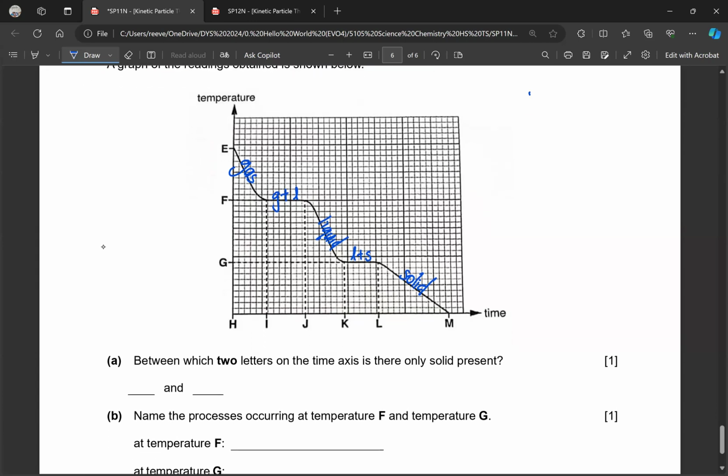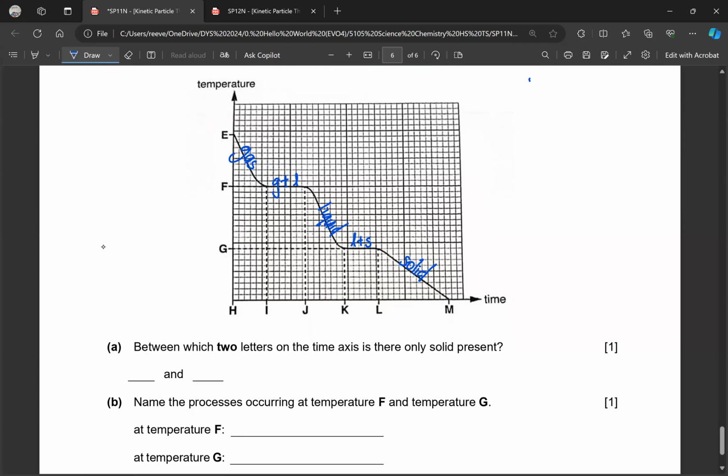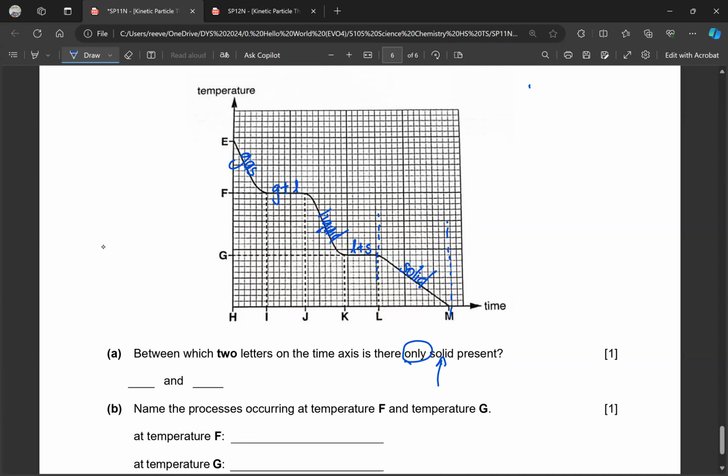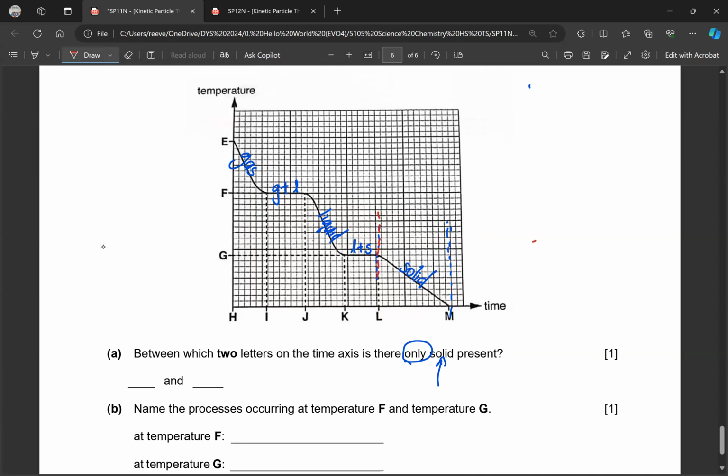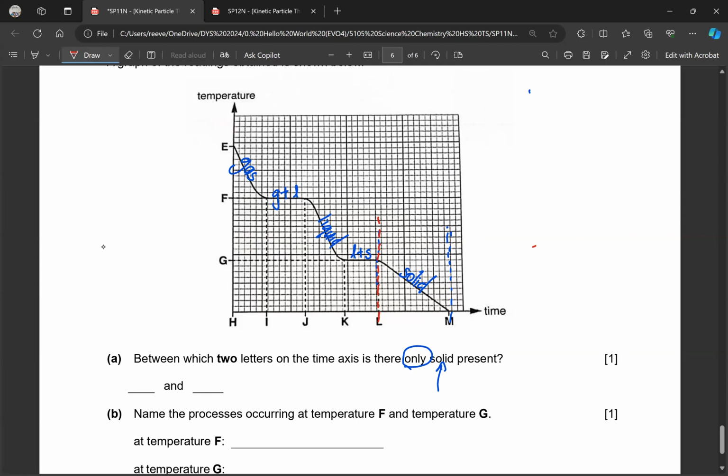Between which two letters on the time axis is there only solid? No other states, only solid. So the answer is very simple. It's L and M. I hope you can see, I changed the color to red. L and M is the part that only has solid.